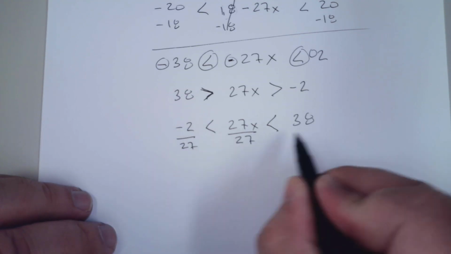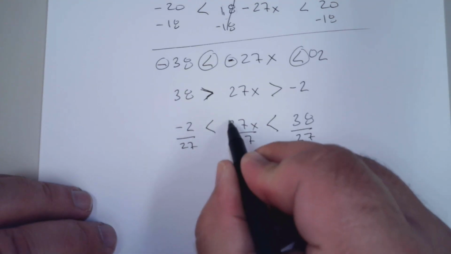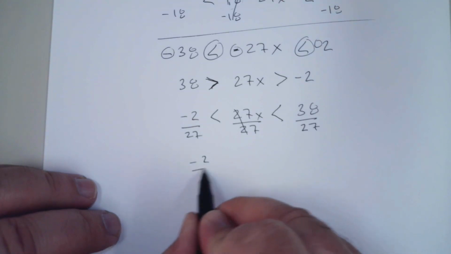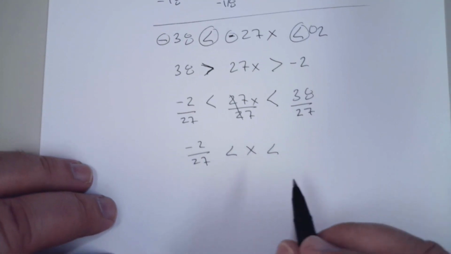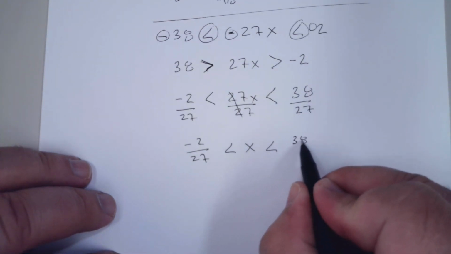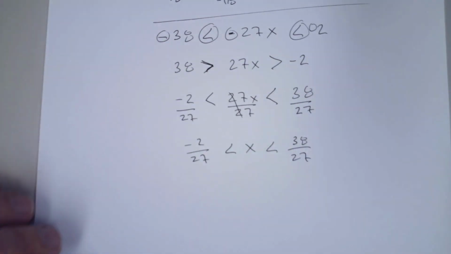And divide by 27. So we have negative 2 over 27 less than x less than 38 over 27.